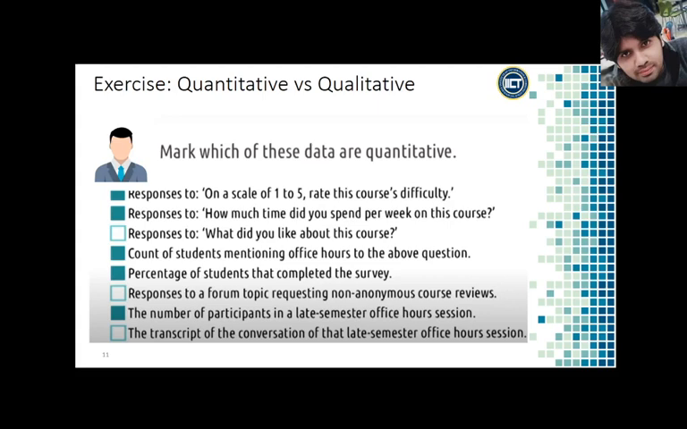The first option can be a little bit tricky. On a scale of 1 to 5 is a numeric scale, but because students have to choose 1, 2, 3, 4 or 5, it's not a continuous numeric scale. For example, we have no way of guaranteeing the student sees the difference between a 3 and a 4 as the same as the difference between a 4 and a 5. The types of analysis we can do on the first kind of data are more limited, but nonetheless, it still is measured numerically, so it still is quantitative data.